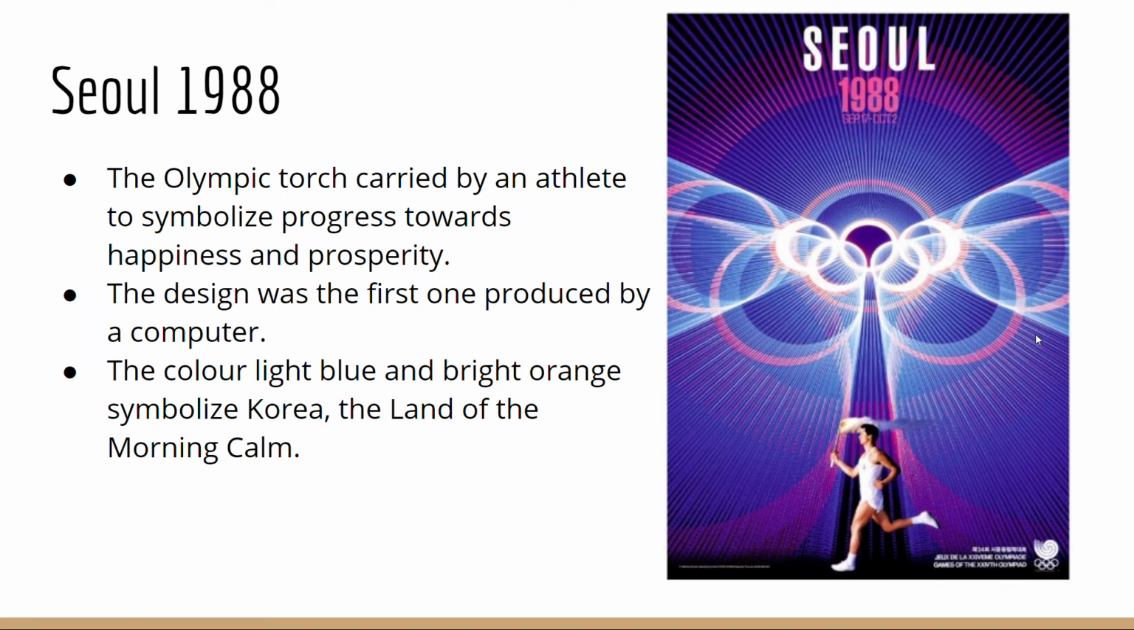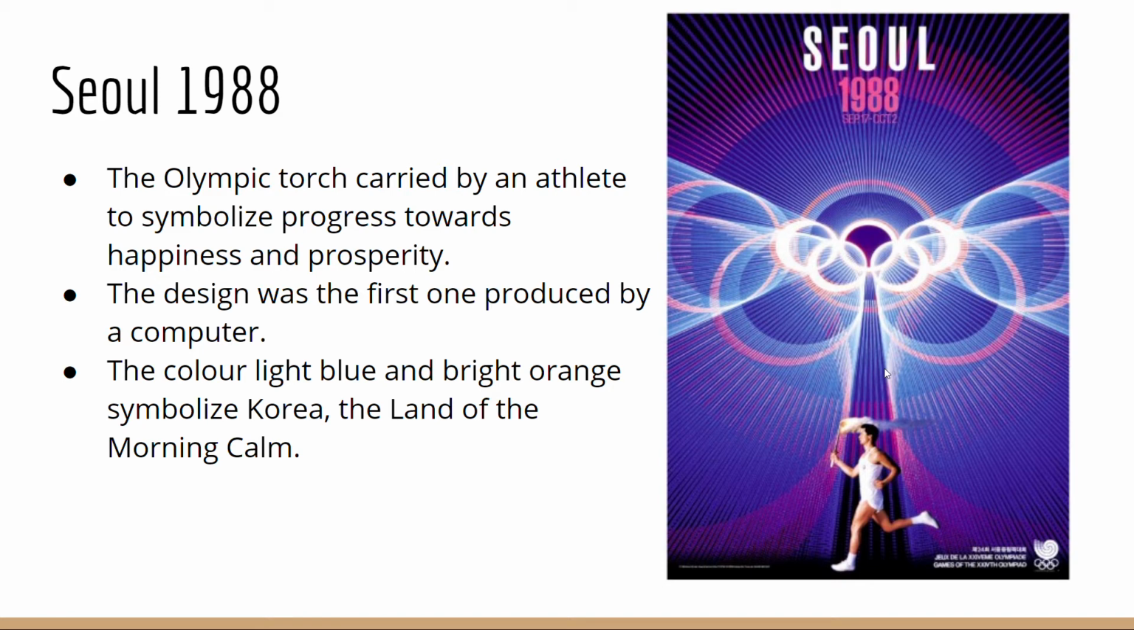Next we go to Seoul in South Korea. In 1988, it was the Olympic Games in Seoul, South Korea. You can see the rings radiating outwards. You can see the name of the city, the year, and the time it took place. Here the Olympic torch is carried bravely by a runner, symbolizing progress. In this case, they wanted to highlight happiness and prosperity. This was the first design made by a computer.